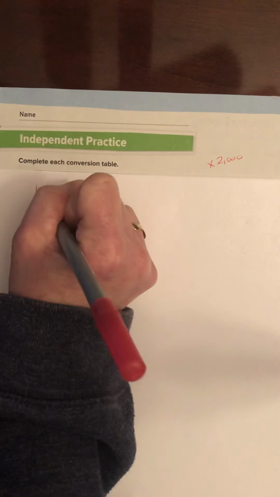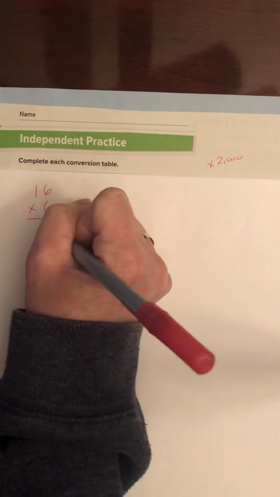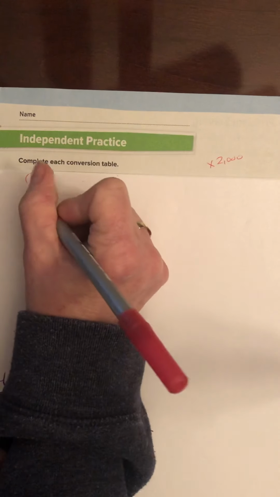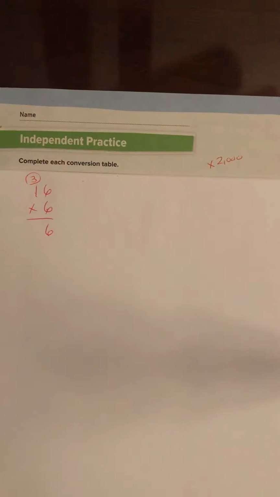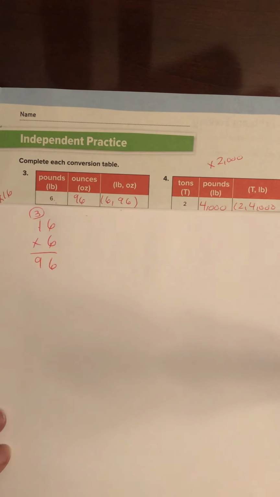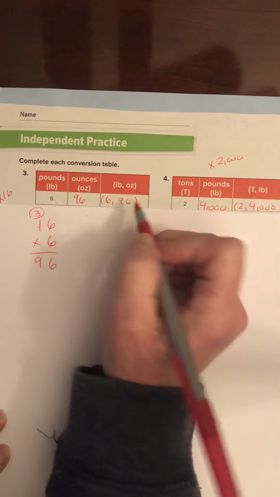Okay, my friends, so the first chart we're going from pounds to ounces. So you're going to multiply by 16. So 16 times 6. 6 times 6 is 36. You put down the 6, carry the 3. 6 times 1 is 6, plus 3 more is 9. So the first box you're going to fill in is 96, and then 6 and 96.